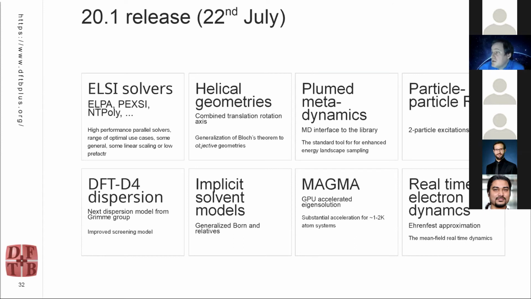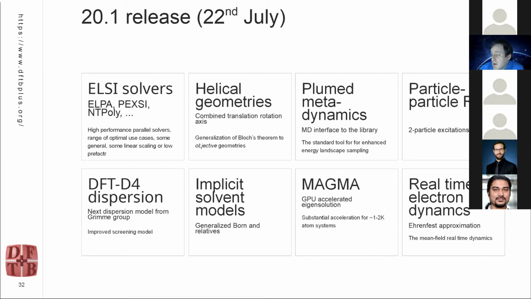is it's fast, so you want to be able to move atoms around. And we've recently got an interface to the standard metadynamics tools in the PLUMED package, which works quite nicely for things like enhanced energy landscape sampling, and allows you to explore the free energy landscape much more efficiently than conventional MD.